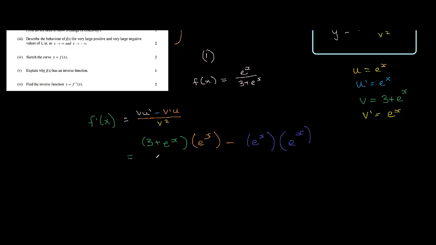Too easy. All over. Now this is a huge trap for young players, folks. I always used to forget this squared here. Always. So v, which is the bottom, in this case it's 3 plus e to the x.